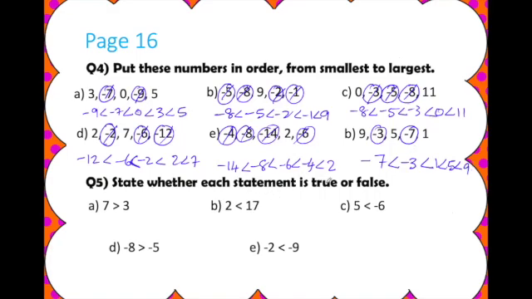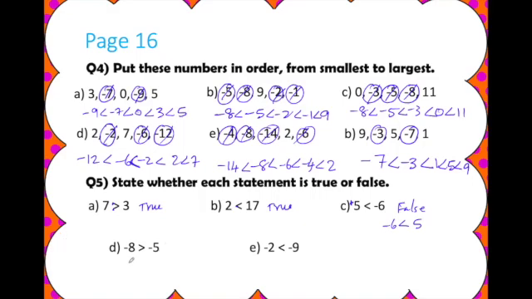State whether each statement is true or false. Here they said the larger size is for 7, which means 7 is larger than 3, which is a true statement. Here they said 2 is less than 17. That's also a true statement. Here in question C, 5 is less than a negative number. No way. We can't have a positive number smaller than a negative number. So this is false because -6 is smaller than 5.